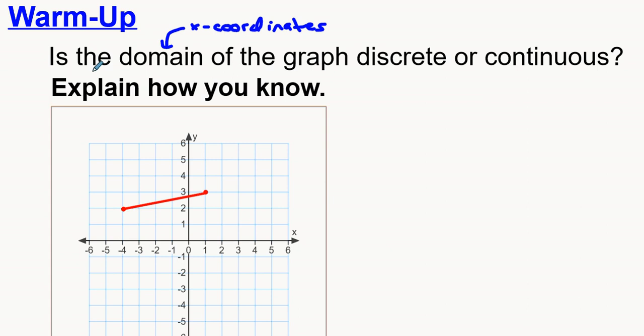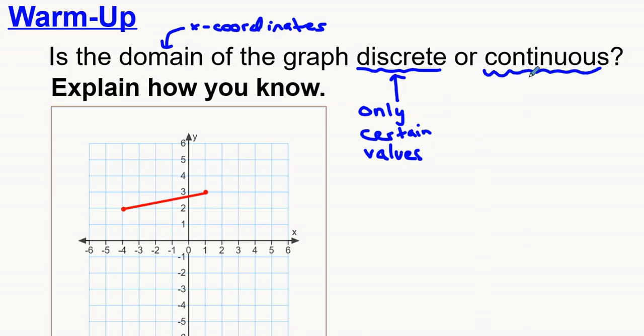So it says, is the domain of this graph discrete or continuous? Well, remember, a discrete domain is a set of inputs or x coordinates that contains only certain values. The key there is only certain values in the domain. So that is for a discrete domain. It has only certain values. On the flip side, the continuous domain is a domain or set of inputs or x coordinates that has all values in some interval. So the difference is having only certain values versus having all values.